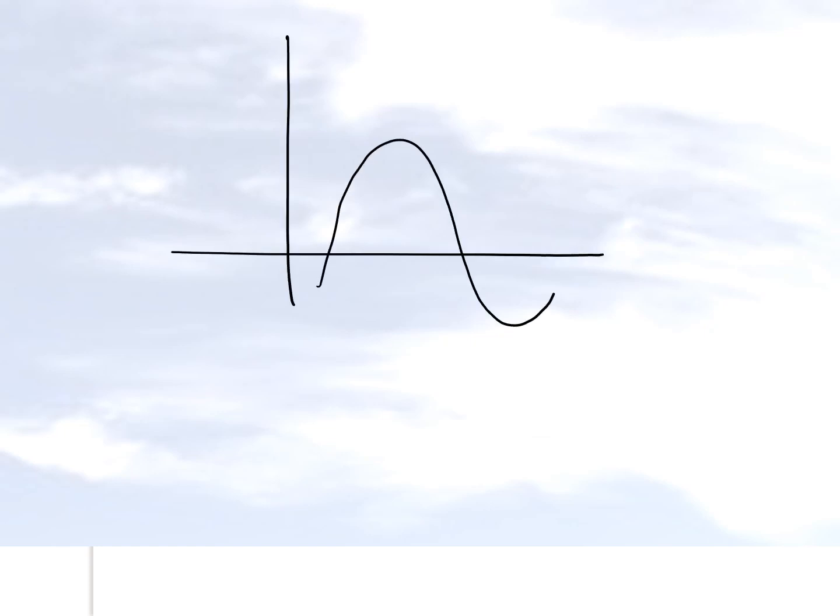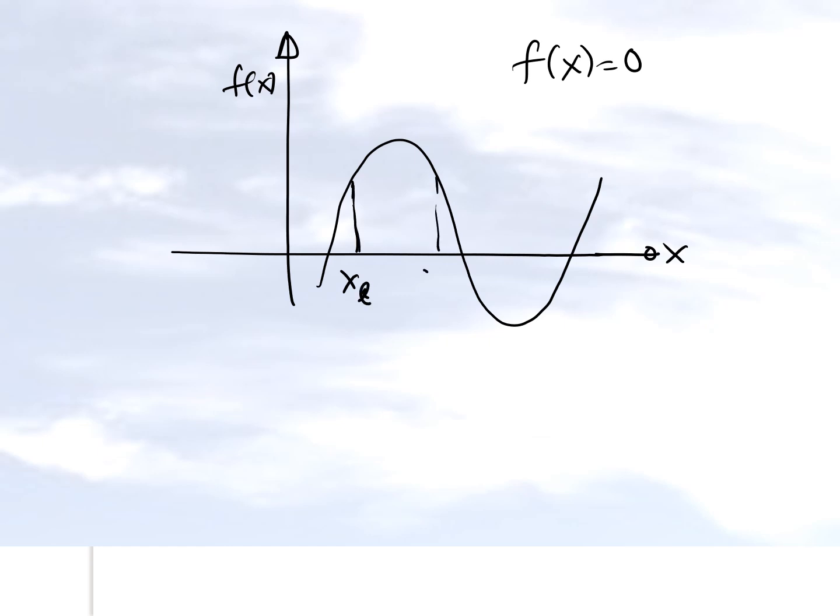Let's continue with these misconceptions, or maybe misperceptions. Let's suppose I have a function here, which is a function of x, and my equation is f of x equal to 0. Let's suppose I choose this as one of the points, and then I choose this as the other point. Then the function value at xl times the value of the function at the upper limit, this point right here, is greater than 0.